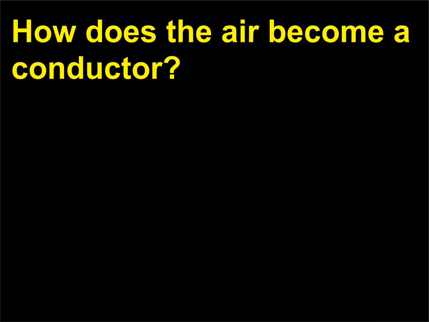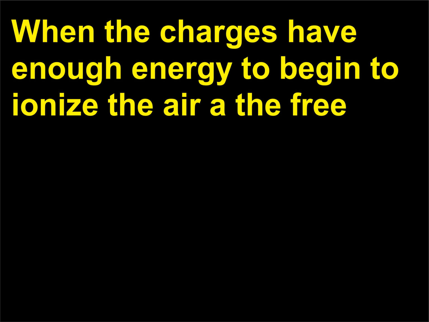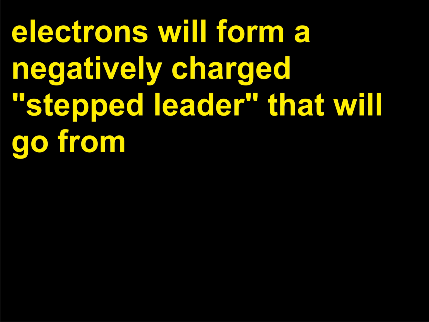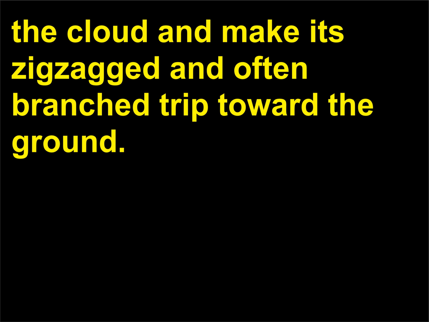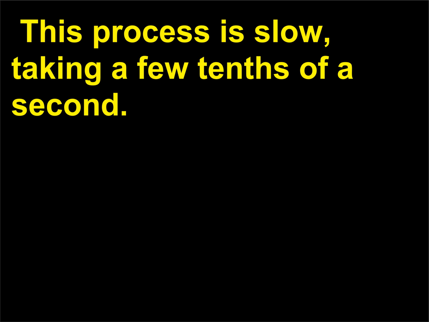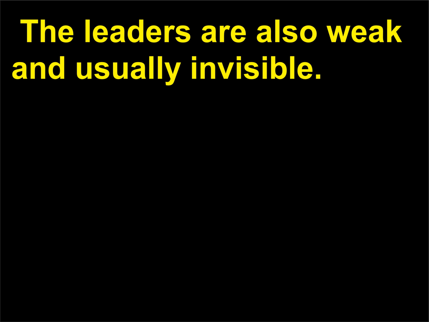How does the air become a conductor? When the charges have enough energy to begin to ionize the air, free electrons will form a negatively charged stepped leader that will go from the cloud and make its zigzagged and often branched trip toward the ground. This process is slow, taking a few tenths of a second. The leaders are also weak and usually invisible.